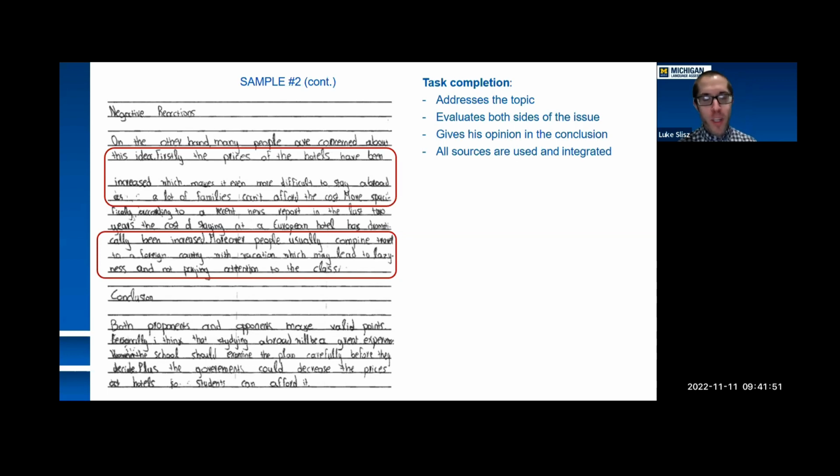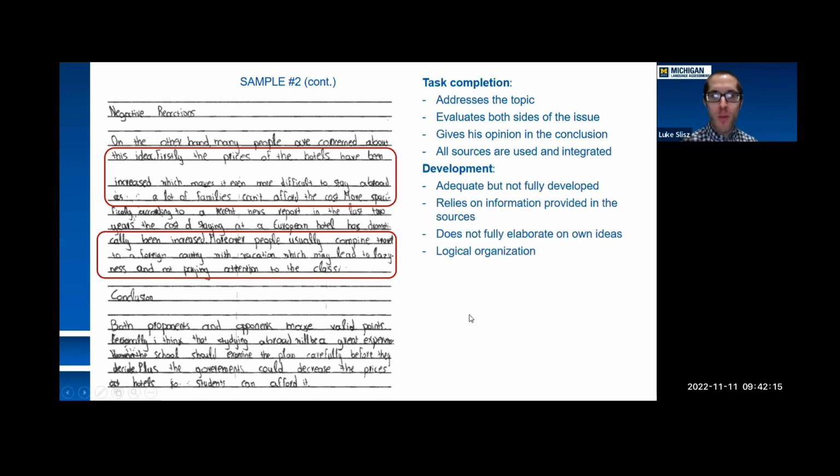But then they do include another point from another source that people usually combine travel in a foreign country with vacation, which may lead to laziness. That's an excellent point to make. It's a creative use of the source, which said that the majority of people view and align travel with vacationing as opposed to education. But it would have been nice if they expanded on this point a little bit more. Why will it make it difficult for them to succeed in class? Give some examples, maybe talk about their personal experiences to expand on that point.